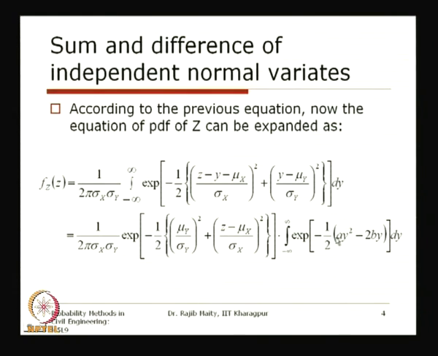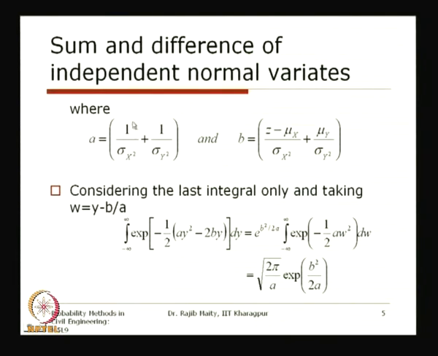Now, a and b are two constants that can be expressed in terms of z; apart from y, the other variables are used to express a and b, which is expressed here. a is equal to 1 by sigma x square plus 1 by sigma y square. The square should be on top, you know that this is the variance we are referring to. And b is equal to (z minus mu x) by sigma x square plus mu y by sigma y square. So these are the constants a and b.